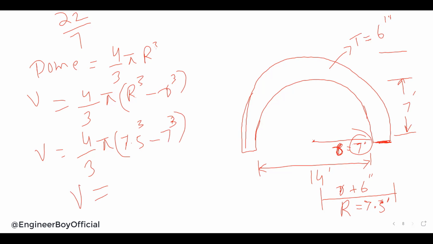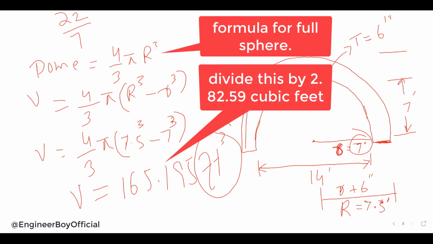It's almost 195 cubic feet, because all these dimensions are in feet. That's why the volume unit is cubic feet. It's very simple. There is nothing complicated over here. So this is how we can determine the volume of a dome which is semicircular.